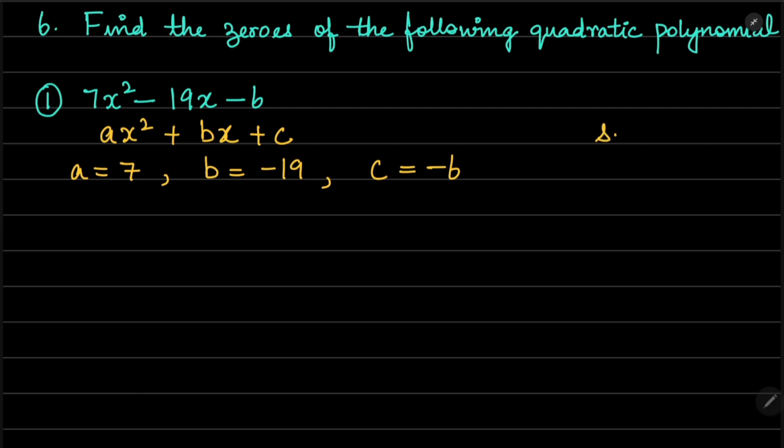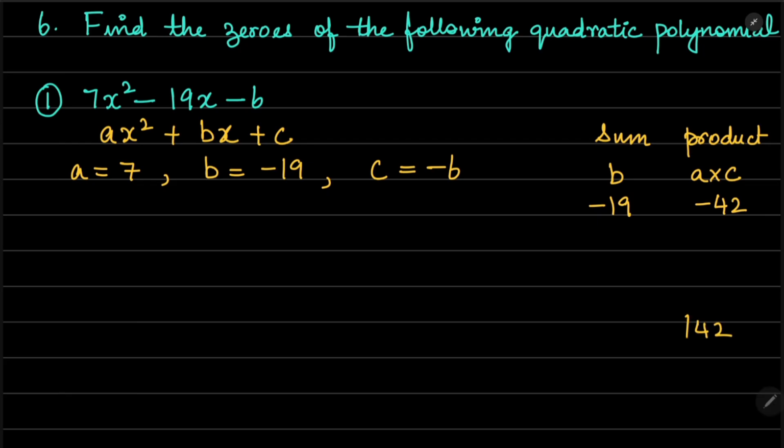Now there are two things: one is the sum and the other is the product. The sum is always b and the product is always a into c. So b is minus 19 and a multiplied by c is 7 into minus 6, which is minus 42. You have to find two numbers whose sum is minus 19 and whose product is minus 42, because we are going to do middle term splitting in order to find the zeros of this polynomial.